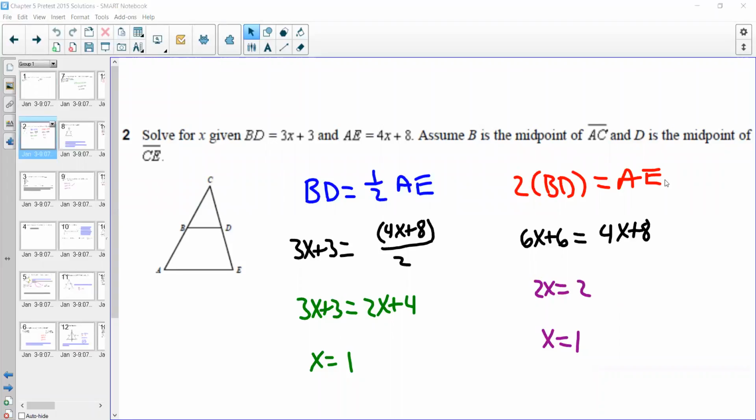I can't remember. Okay, we're just using the fact that the mid-segment is 1/2 the length of the side opposite. So BD is half the length of AE. And that also means that 2 times BD is equal to AE. So what are we asking here? Solve for x given that BD is 3x plus 3 and AE is 4x plus 8. So we need to take either one of these formulas, so to speak, and plug in what we know and then solve.